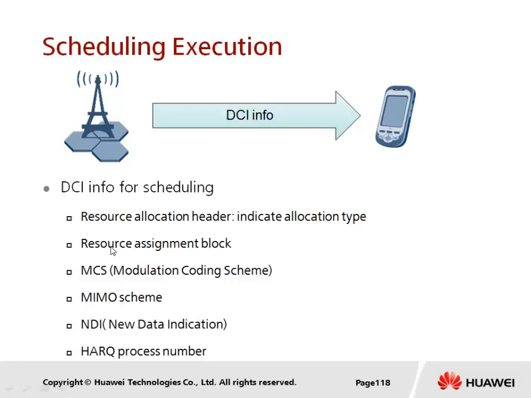And the resource assignment block, so which PDSCH or PUSCH resource blocks have been assigned for the user, which modulation and coding scheme is assigned for the user, the MIMO scheme, and whether it is new data or retransmitted data, and which HARQ process this data stream falls under. So all of this information is carried by the PDCCH channel by using the predefined DCI format.